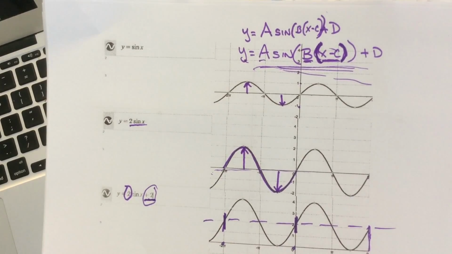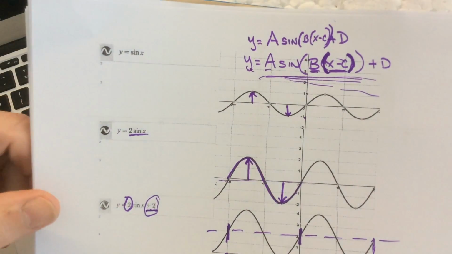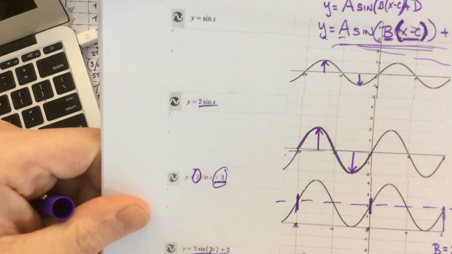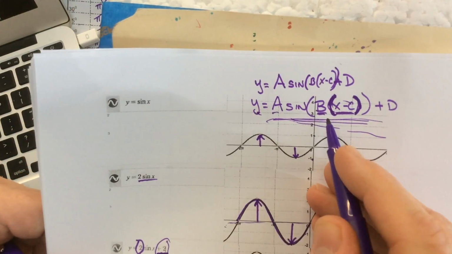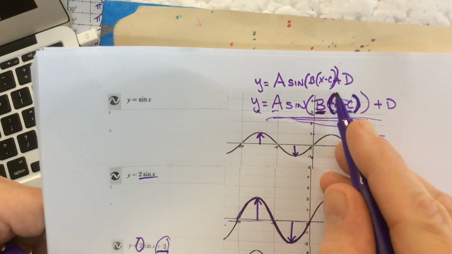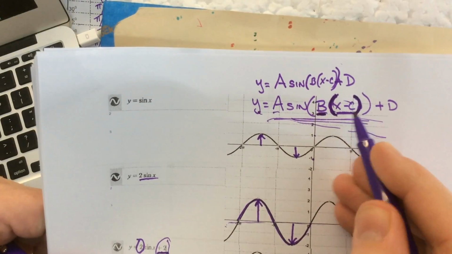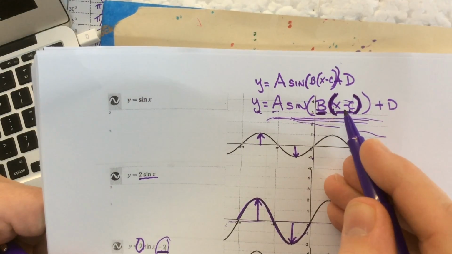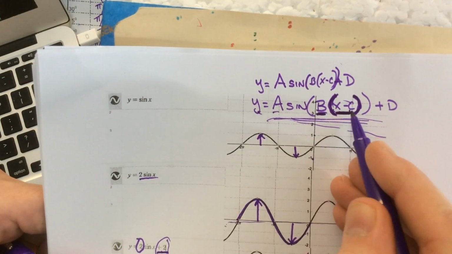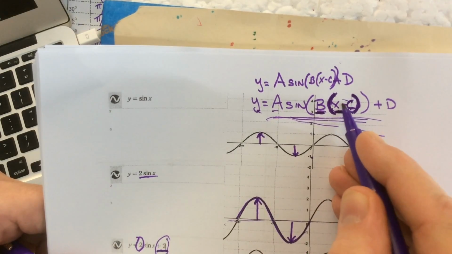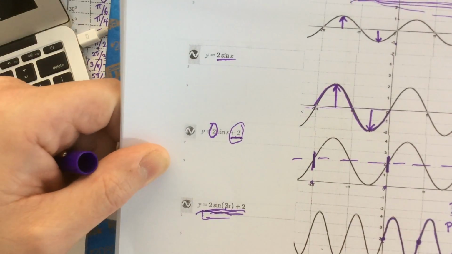So for B, isn't it supposed to be 2 pi over B? So the second to the last one, it's just 2x. Right. Look at what we've got going on here: B is multiplying x minus C. Right? And I told you it's a big deal here that this has to happen before you do the multiplication. And that's not what I've got here.